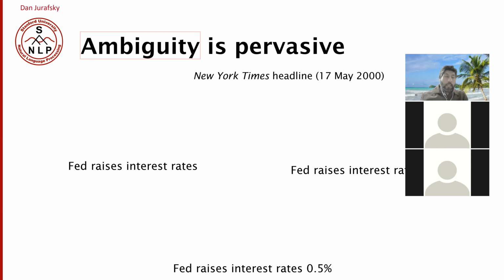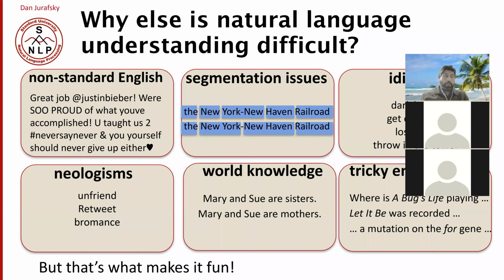So in this slide, we basically discussed some examples of ambiguity in natural language. Okay, actually, let's move on to the next slide. So why is natural language understanding difficult? There are several reasons here, and of course, all of them can be interpreted as ambiguity or difficulties associated with the language.